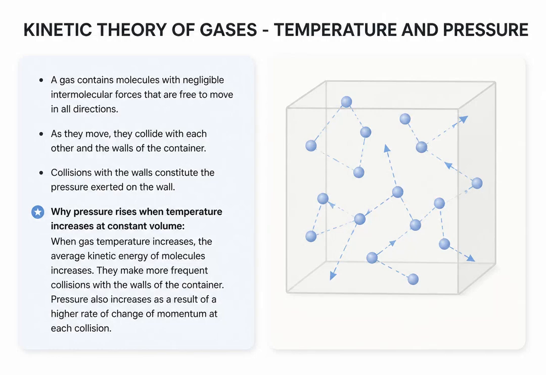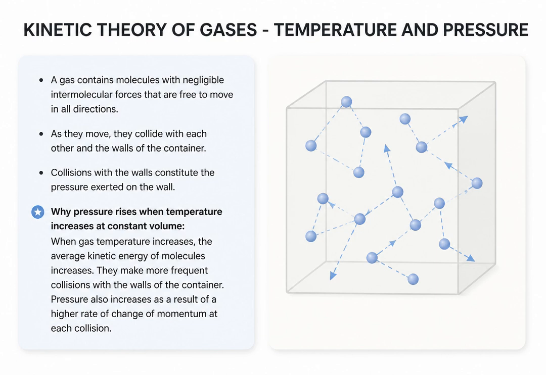Moving right into the kinetic theory of gases, let us consider why the pressure of a fixed mass of gas rises when its temperature is increased at a constant volume. A gas consists of molecules that are free to move in all directions because their intermolecular forces are negligible. As these molecules move, they collide with each other and the walls of their container. It is these collisions with the walls that create what we measure as pressure. When the temperature of the gas increases, the average kinetic energy of the molecules also increases.